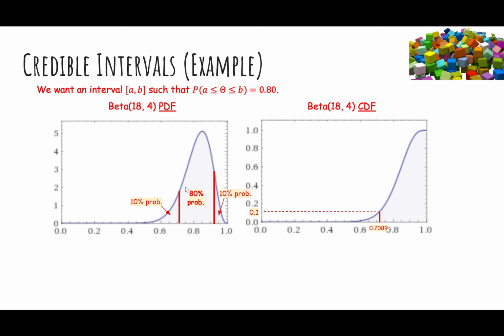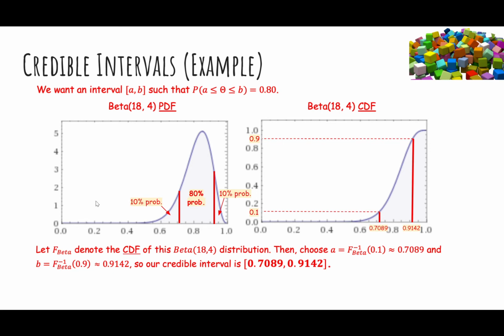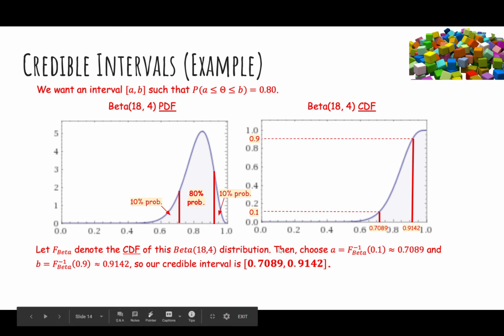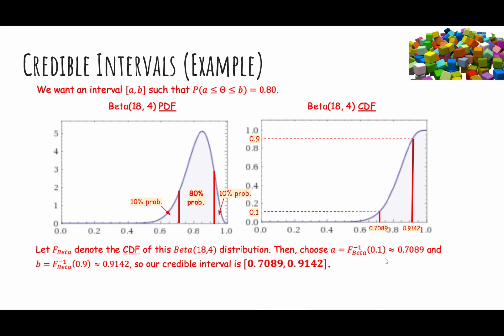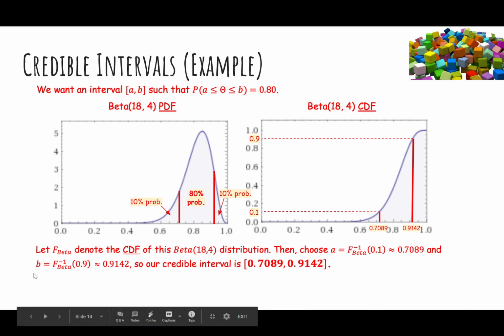Similarly, for the right side, all we have to do is figure out what value of x has a CDF of 0.9, and that happens to be 0.9142. So that means that the probability of being left of here is 0.9. Formally, if F beta is the CDF of the beta distribution, then we just choose the left bound a to be the inverse beta CDF at 0.1, and b, the right bound, should be the inverse beta CDF at 0.9. That produces our credible interval.